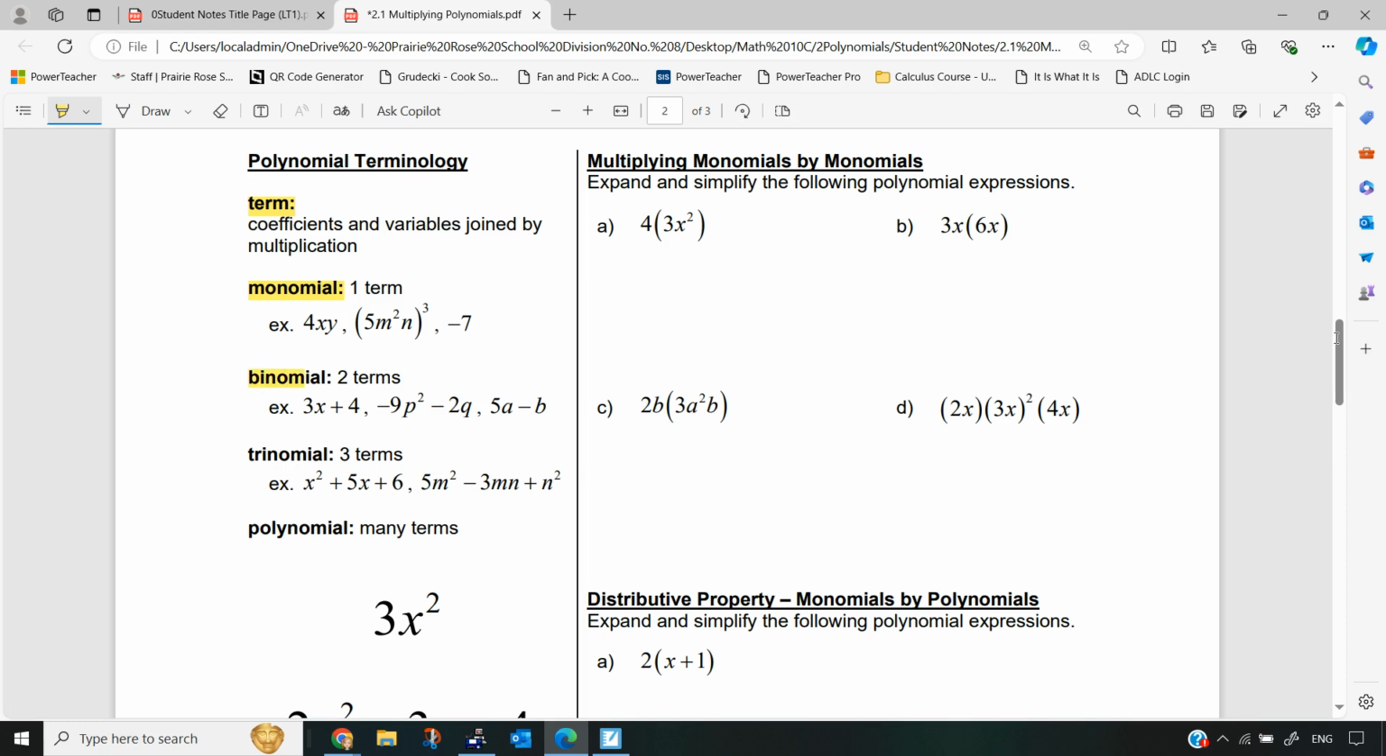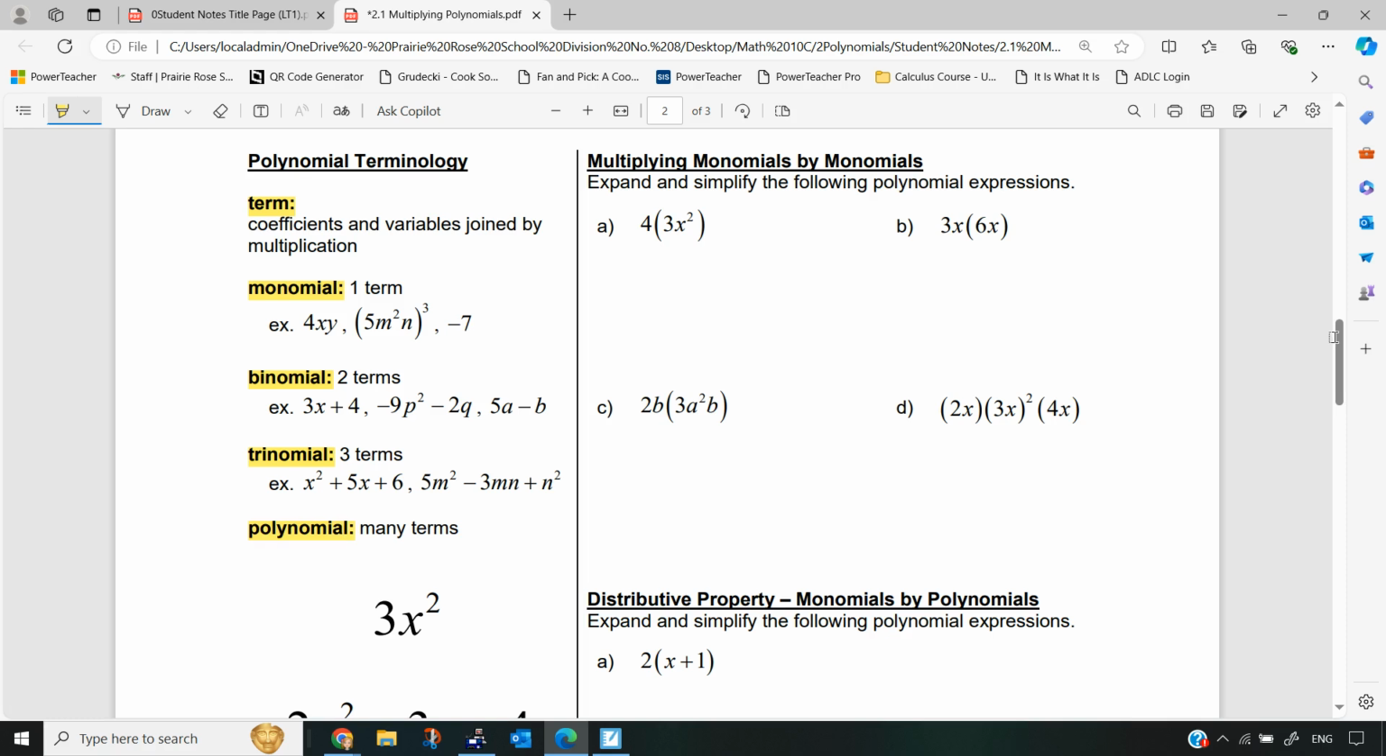A binomial will have two terms. Notice that it's two terms separated by a plus or minus sign. So 3x plus 4, -9p squared minus 2q, 5a minus b. A trinomial will have three terms. x squared plus 5x plus 6, 5m squared minus 3mn plus n squared. And then a polynomial is anything that has more than that.